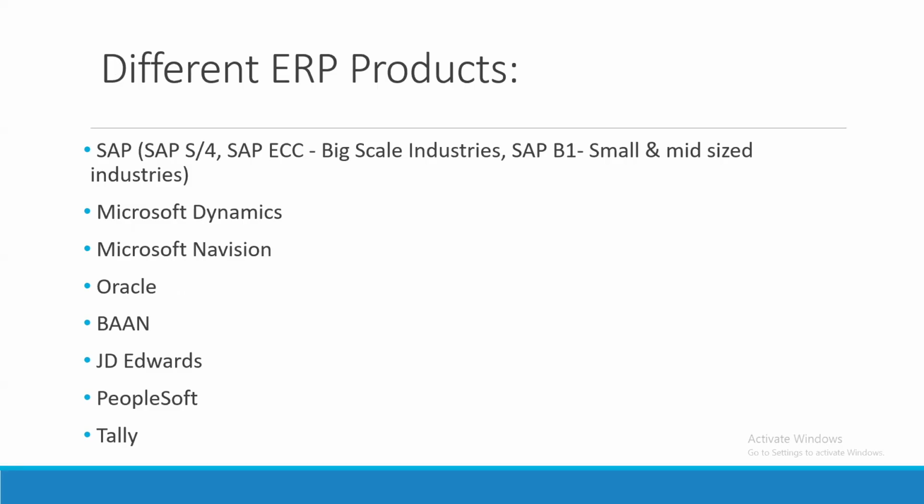We have different ERP products which are available in the market. SAP is considered one of the major giant products, covering 65% of the industries in this particular section. In SAP, we have SAP S4 and ECC, which usually are used by big-scale companies, and small or mid-sized industries are using B1. Then Microsoft Dynamics, Navision, Oracle, Baan, JD Edwards, PeopleSoft, Tally. These are different ERP products.